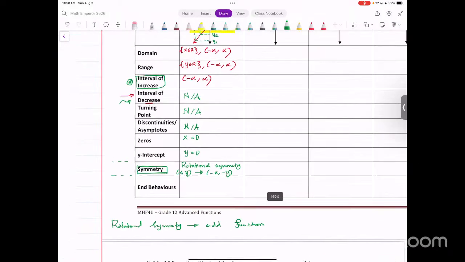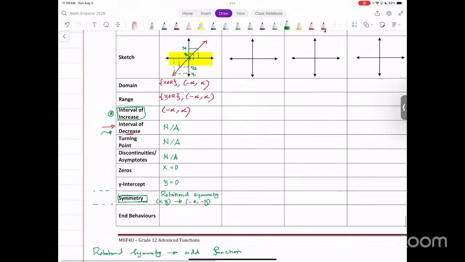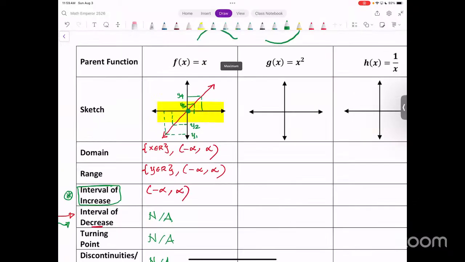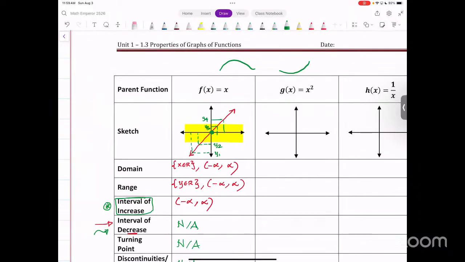Now, end behavior. So what is end behavior? We want to see, when X goes to infinity, where the Y goes to, and when X goes to negative infinity, where the Y goes to. So let's look at the graph. If I keep on extending this graph, when X is going to infinity, where do you think the Y value goes to, Harsha? When the X value is going further on the x-axis, where do you think the Y value goes to?